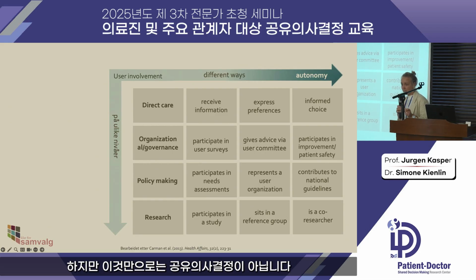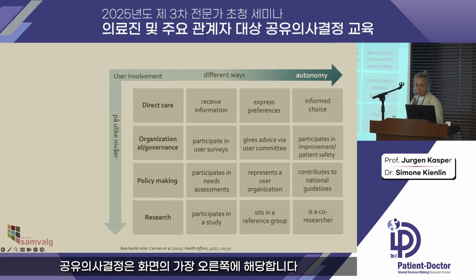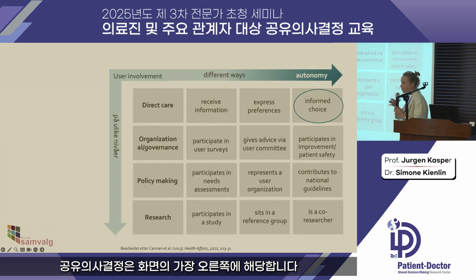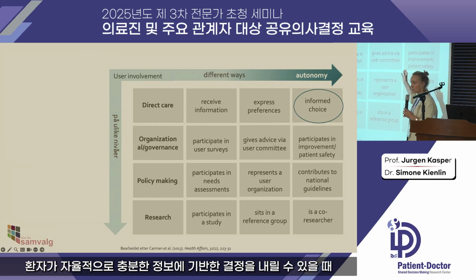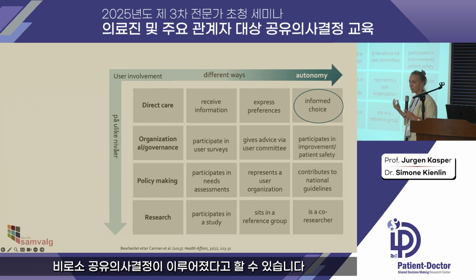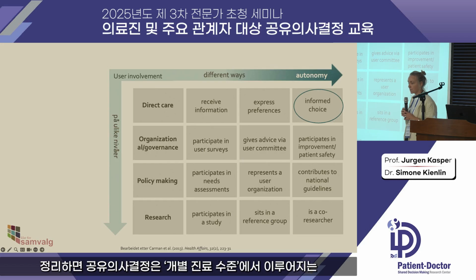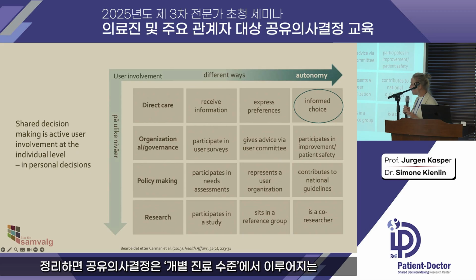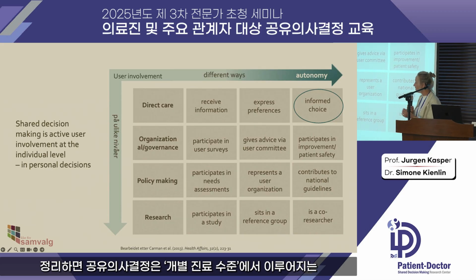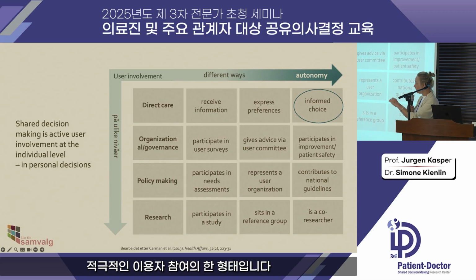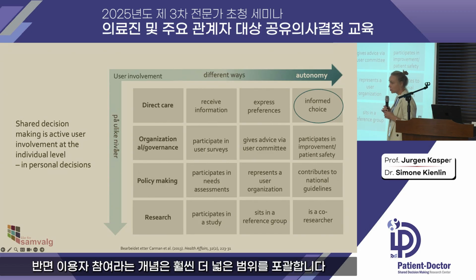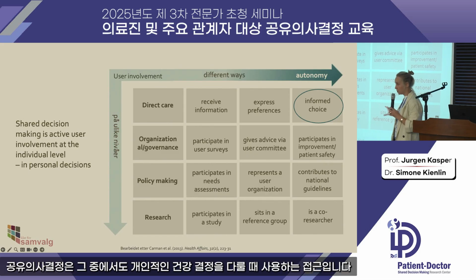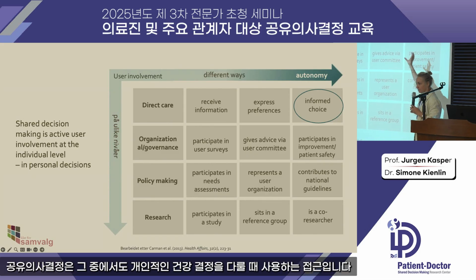However, it's not shared decision-making yet. So shared decision-making is in the right corner where the patient or the user can be autonomous and make informed decisions based on the criteria I showed you earlier. So in that way, we can say that shared decision-making is active user involvement at the individual level in healthcare, in personal decisions. And user involvement in general is a lot more. But shared decision-making we have in this corner.